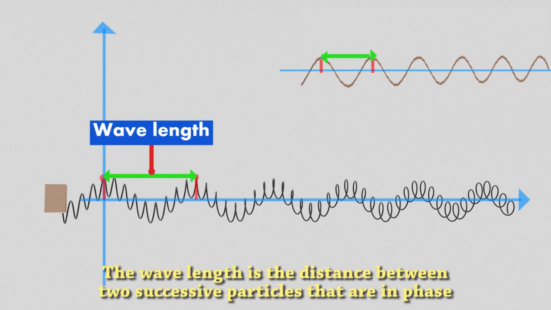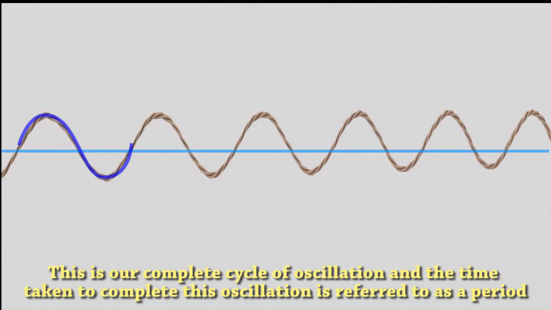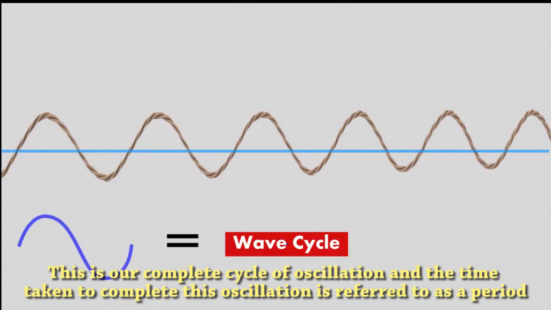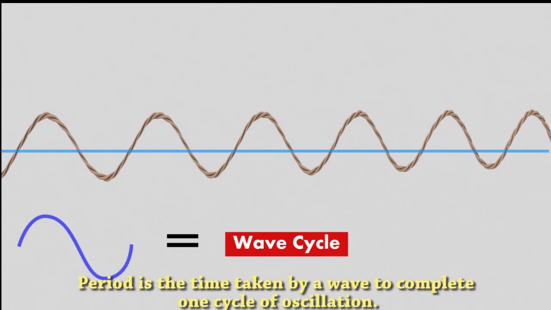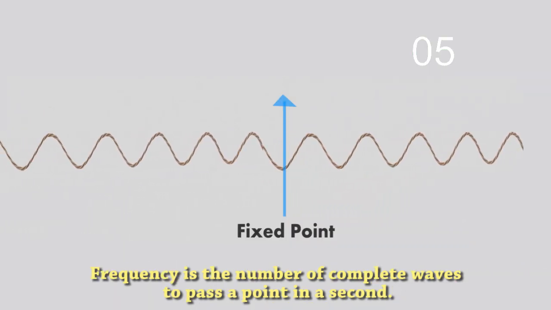The wavelength is the distance between 2 successive particles that are in phase. The wavelength is also the distance from crest to crest or from trough to trough. This is our complete cycle of oscillation, and the time taken to complete this oscillation is referred to as a period. Period is the time taken by a wave to complete one cycle of oscillation. Frequency is the number of complete waves to pass a point in a second.